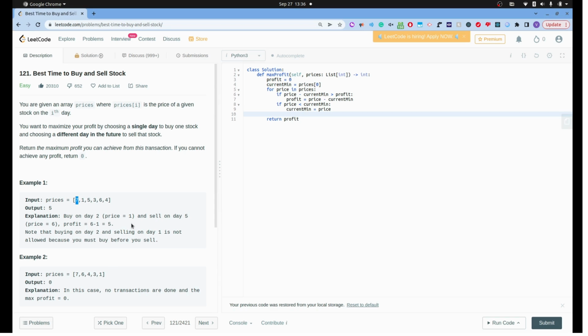So that's another thing in this problem. We have to make sure it's in chronological order. We have to buy before we can sell. Okay? And so buying on day 2 and selling on day 1 is not allowed because you must buy before you sell. So this is a way to find the maximum profit while simultaneously iterating through the list.